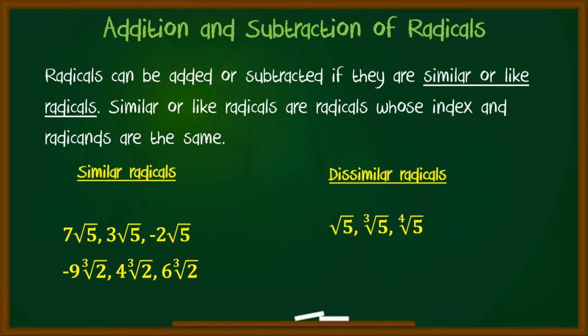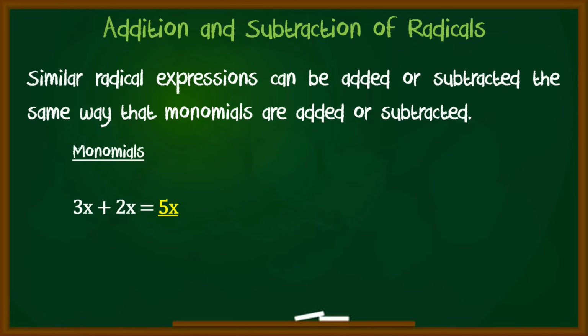Similar radical expressions can be added or subtracted the same way that monomials are added or subtracted. Say for example, we have 3x plus 2x, the sum is 5x. Say we have 8y minus 5y, the difference is 3y. In adding or subtracting radicals, we follow the same way as with monomials.